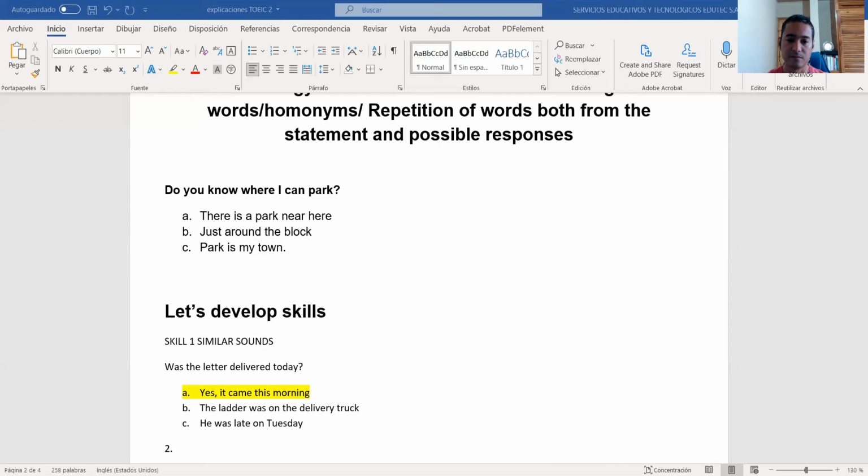2, Where can I find the nearest post office? A, I think this one's the softest. B, He was fined for parking in a no parking zone. C, There's one on the next block.